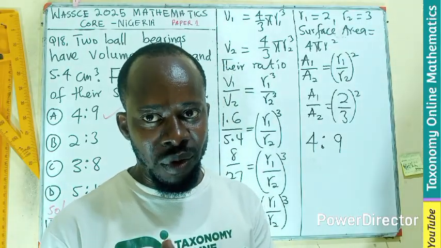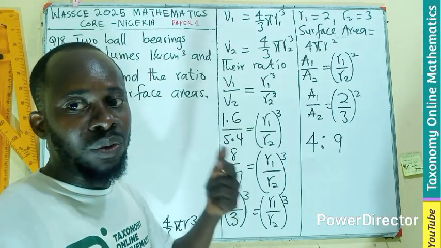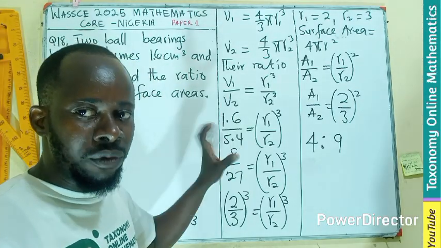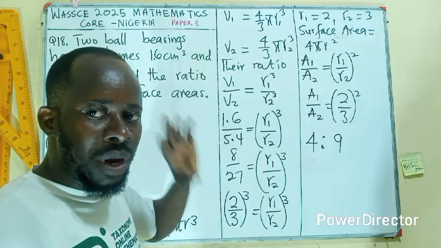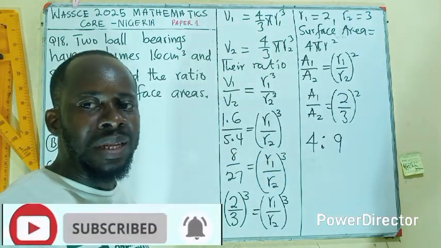I guess you follow through what we did. Find the radius, that's the first thing we need to find, the radius of both spheres. When we know the radius, we can use it to find the surface area. Then we approach them in terms of our ratio.